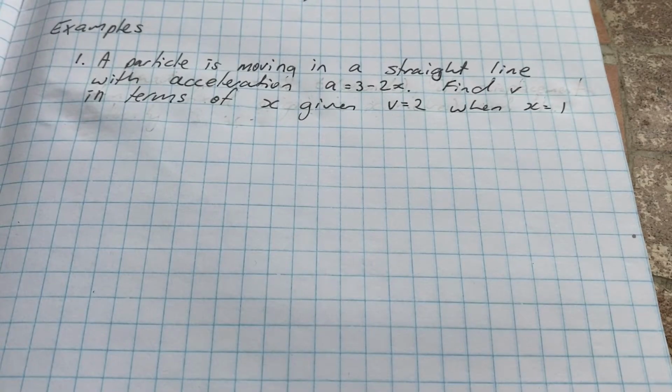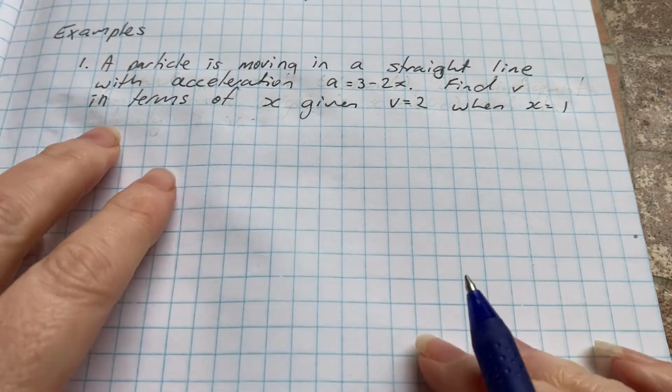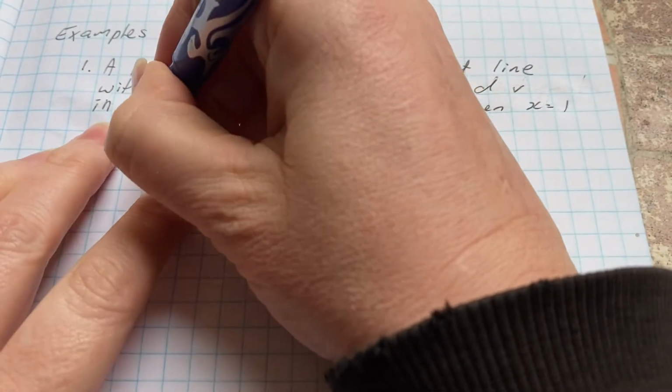Okay, so we're going to do some examples. So in this one, a particle is moving in a straight line with acceleration a equals 3 minus 2x. Find v in terms of x, given v equals 2 when x equals 1. So we do have a choice of formulas of a equals v dv/dx, or a equals d/dx of half v squared. Now remember I said if it's in terms of x, that half v squared one is generally the easiest one to use.